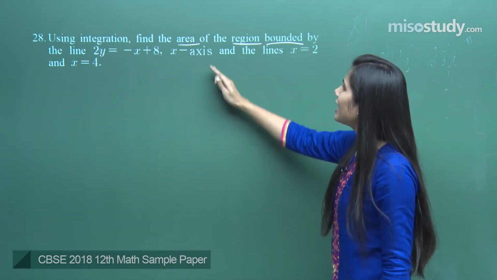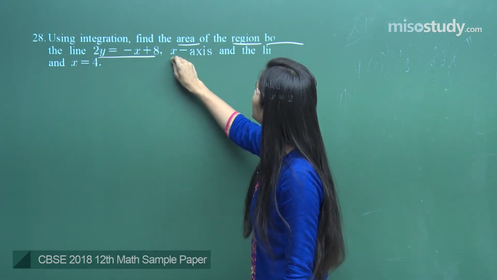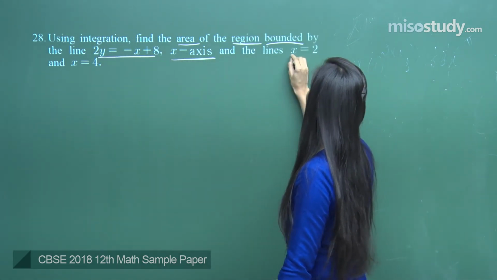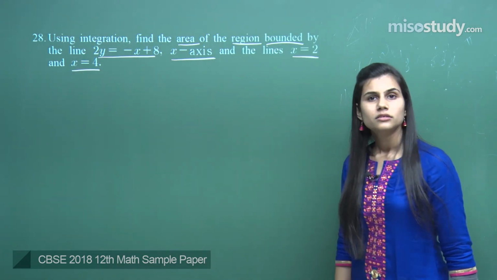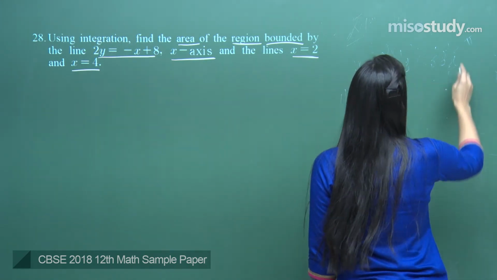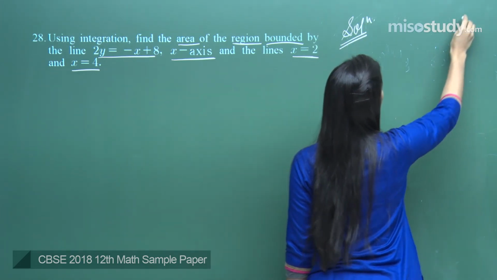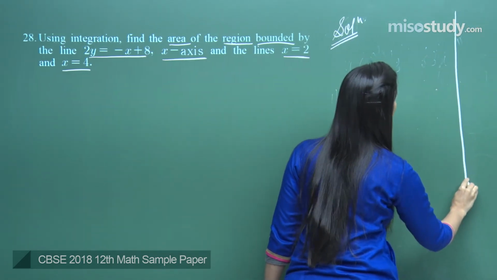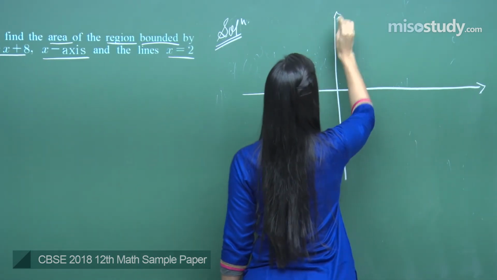Using integration, find the area of the region bounded by this line, and the lines x equals 2 and x equals 4. Okay, this is what we have to find out. So let's see what the figure turns out to be. What is that region whose area I have to find?